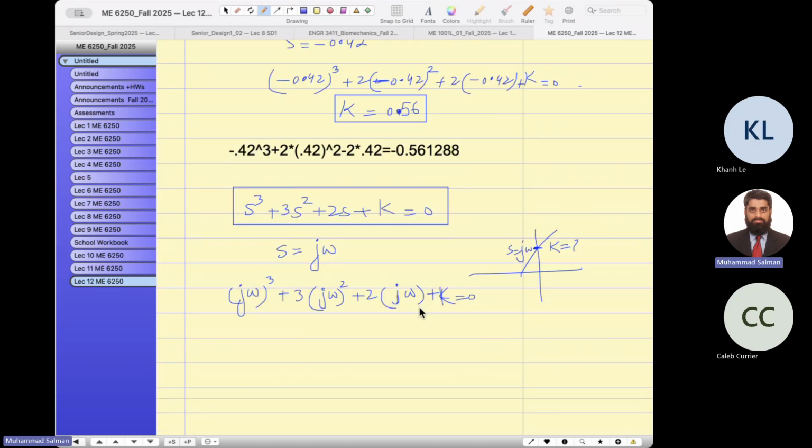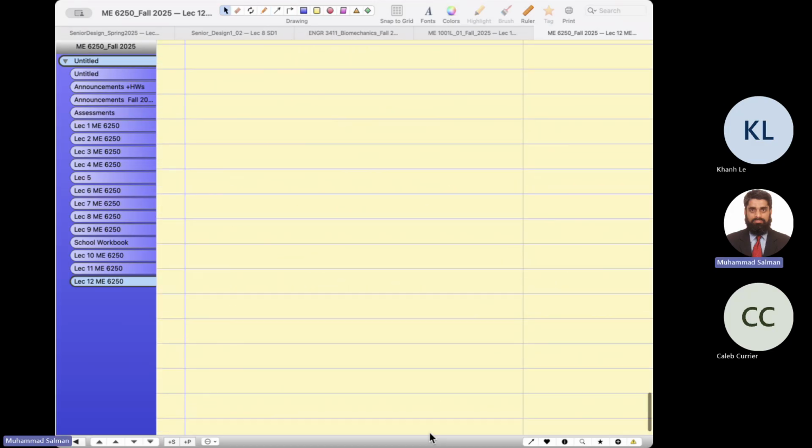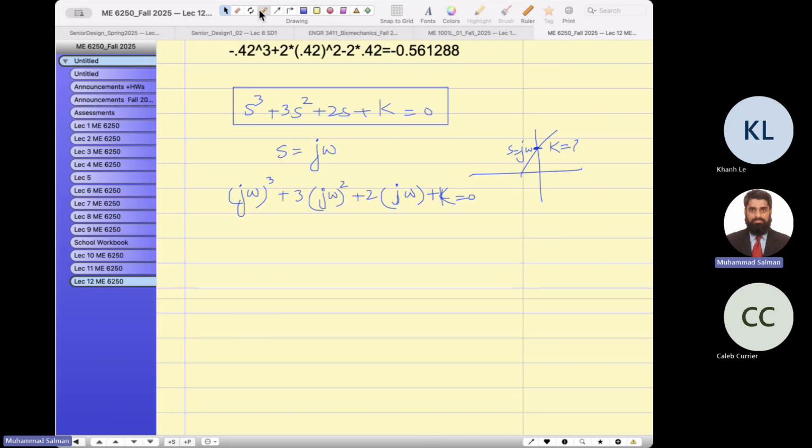Now, in this equation, we have two parts. One is the real part, one is the imaginary part. Make sure you understand that j squared equals negative 1. So can I write j cubed as negative j? Can I write negative j omega cubed? Agreed? This is because j squared is negative 1, times j becomes negative j omega. Over here, this is negative 3 omega squared. Agreed? Now this one remains like this. It will not change.